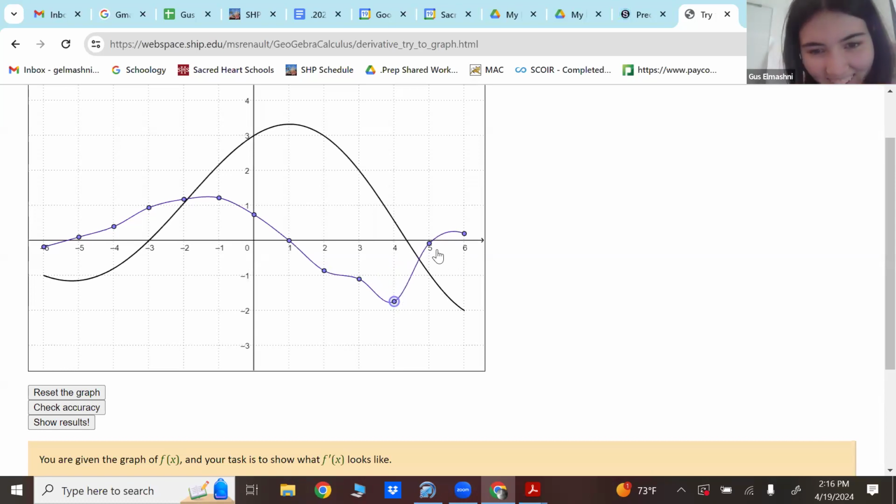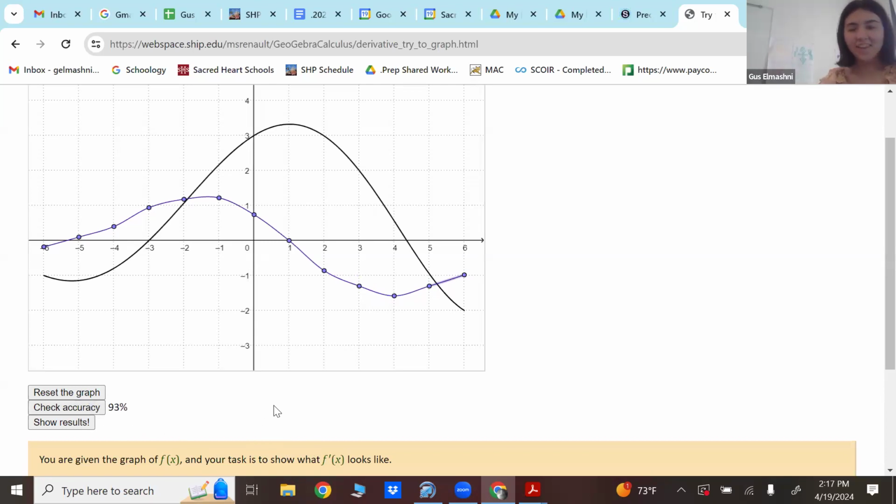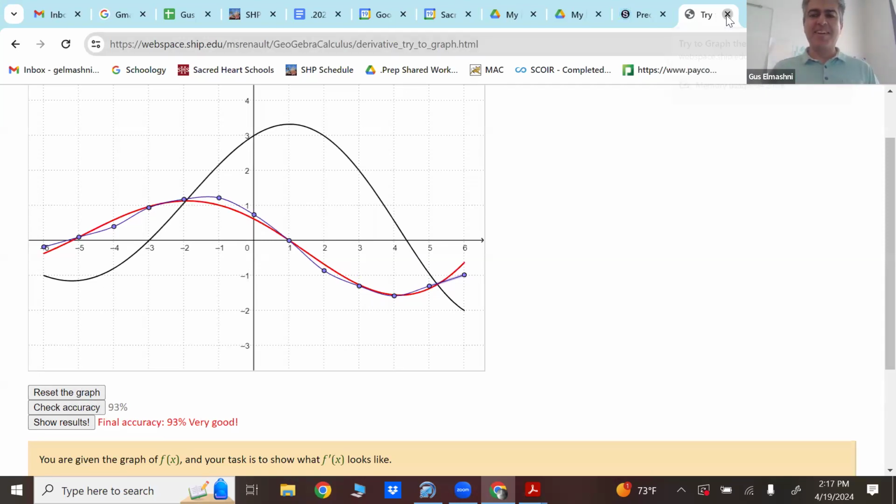I think 3 can be, 5 looks like negative one. Wait, why does it go up? I think you can move 3 down. I think you can move 2 up. You guys think it's confusing? 3 should go down, like 1.5. That's a little better. All right, check accuracy. Pretty good. Very good. So, all right, cool.